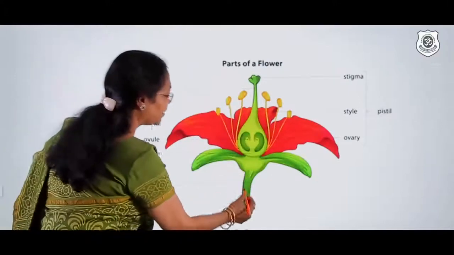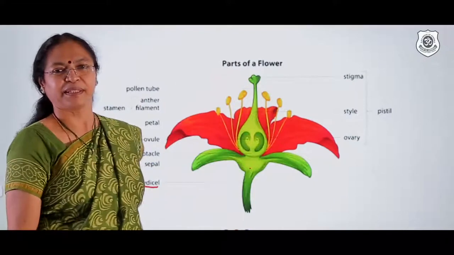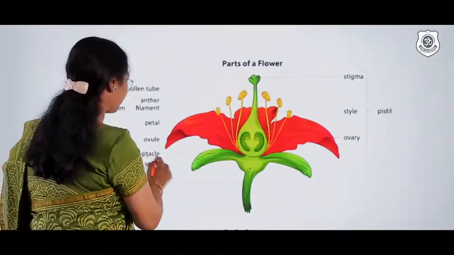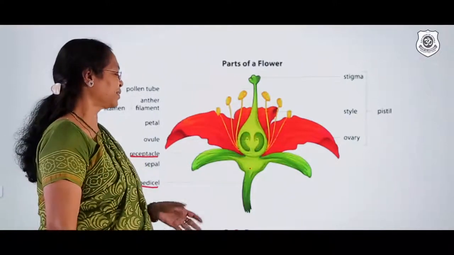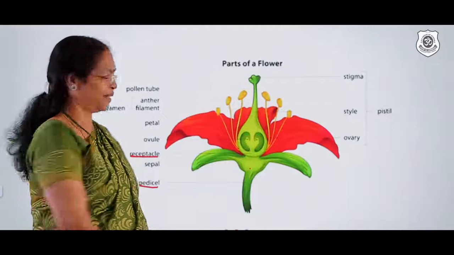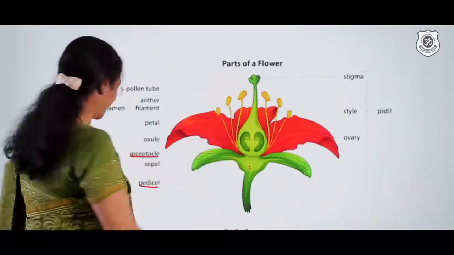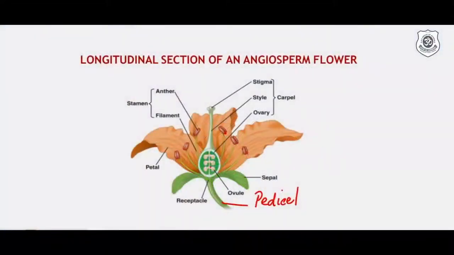The pedicel is slightly swollen on top, and you call this the receptacle. Either use the word receptacle, or you can call it peduncle, or you can use the word thalamus. So on the thalamus, you have all the 4 whorls. Let us go one by one. The first one, let me call it calyx. The first whorl of the flower, I'll use the word calyx.